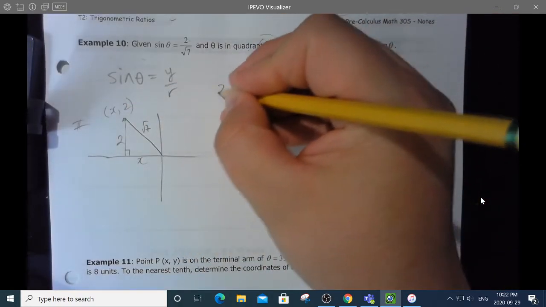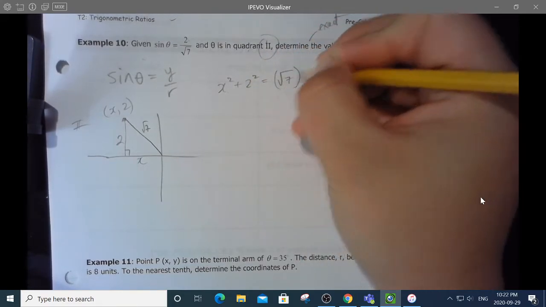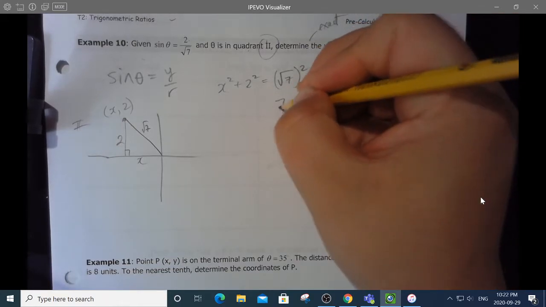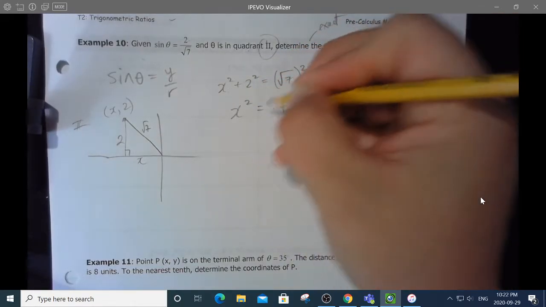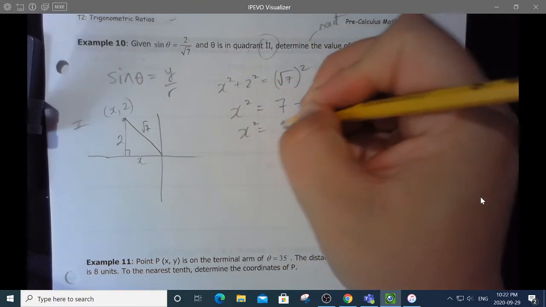So x squared plus 2 squared equals square root of 7 squared. It should make logical sense to you that square root of 7 squared is just 7. And so x squared is going to equal 7. This is 4, so 7 minus 4. So x squared is going to equal 3.